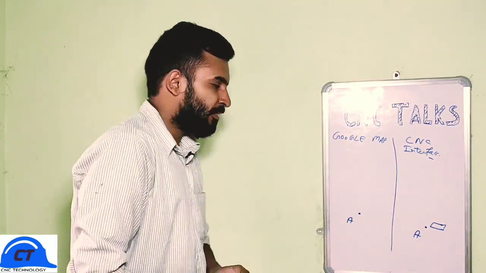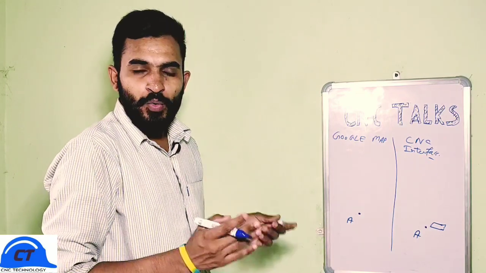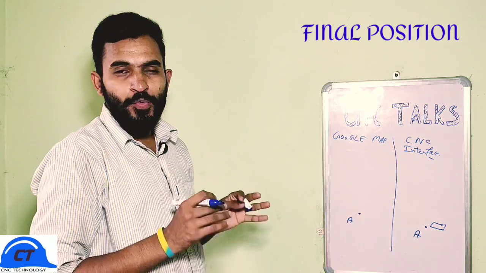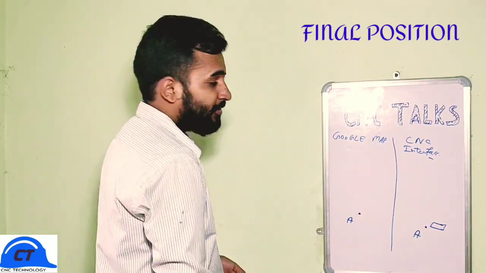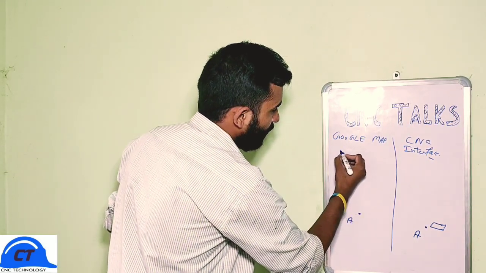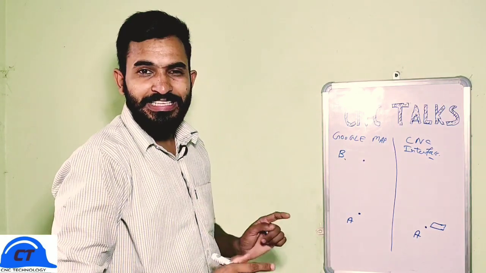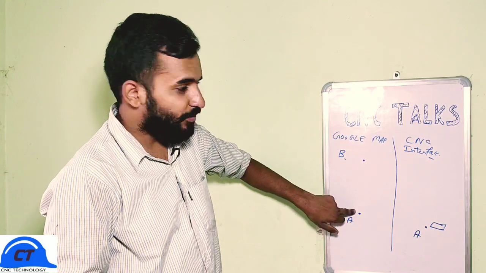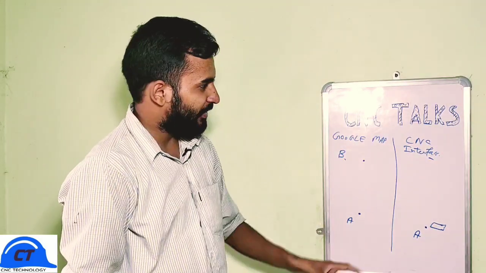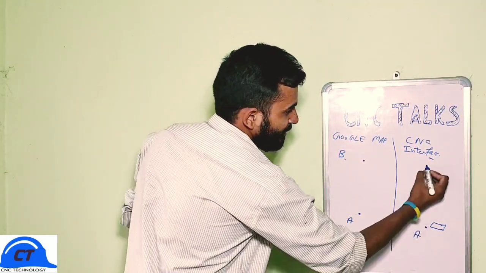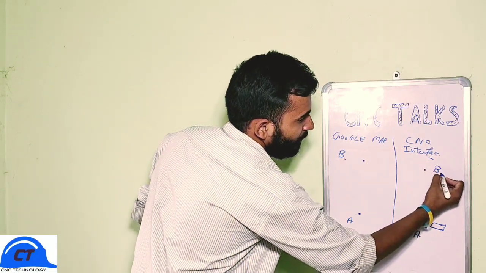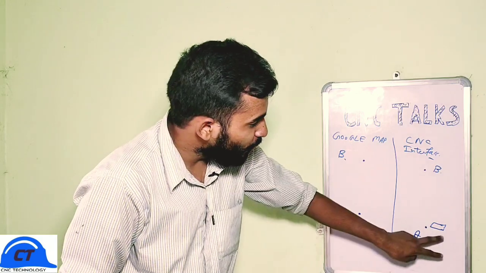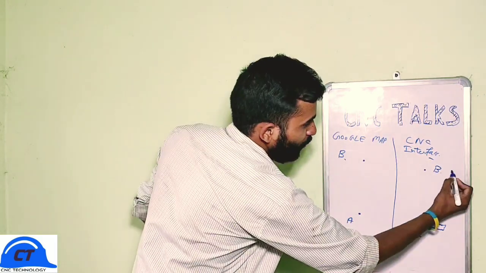at point A. Now the second thing we need to choose is our destination point, or the point where we want to reach. So in this case, let's suppose point B is our destination point. So we need to move from point A to point B. Similarly, in CNC, let's suppose a point B, which is the destination point, and we need to move our tool from point A to point B.